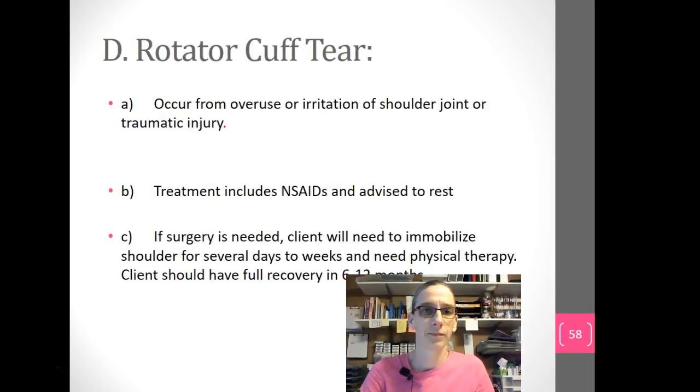All right, then we've got a rotator cuff tear. This occurs from overuse or irritation of the shoulder joint, or traumatic injury.